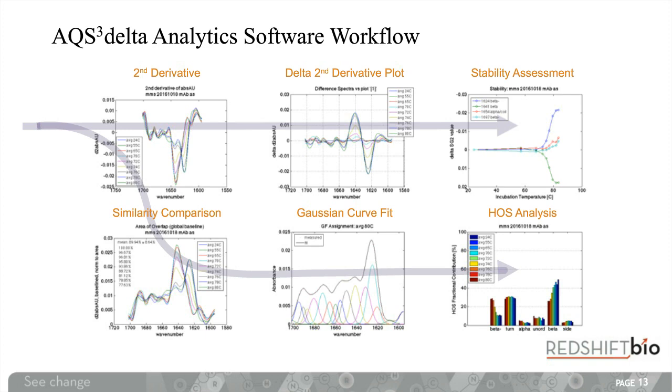So some of these I have already described to you. I talked about the second derivative already, which is the gradient of the absolute absorbance spectrum. In addition to this, we create another plot, which we call the delta plot, that's shown in the top middle. And this is simply a difference plot between one second derivative spectrum that you might use as a reference, and any other samples you have in that series.